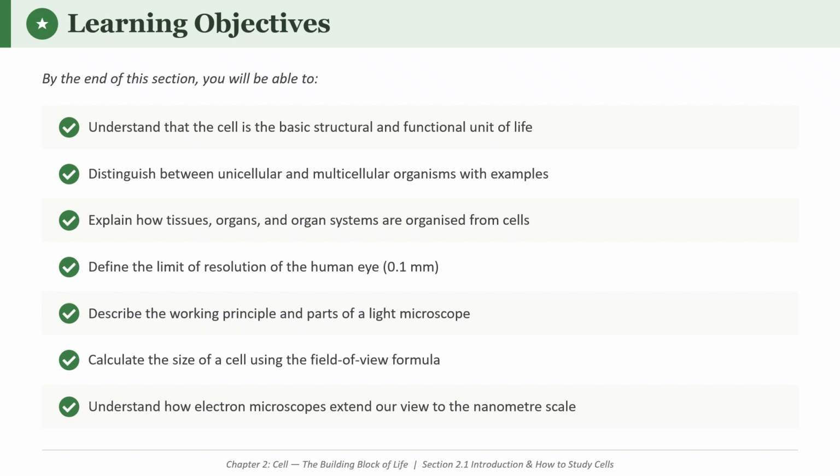Every structure and function in the body begins at the cellular level. Without studying cells, we cannot understand how tissues, organs, and organ systems work together. Cells carry out vital processes. What are the vital processes? Already we saw in our previous lesson, right children? Like respiration, nutrition, excretion and reproduction. By learning about cells, we gain insight into how life functions and how organisms survive.